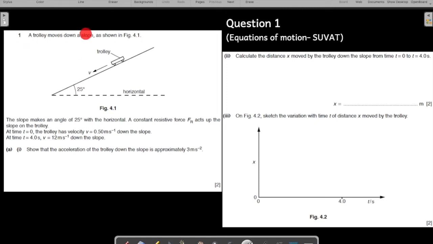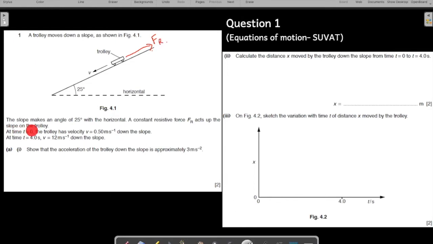A trolley moves down the slope as is shown in the picture. So you have a slope, a trolley is moving down. The slope that makes an angle of 25 degrees with the horizontal is given to you. A constant resistive force Fr acts up the slope on the trolley. So let us mark this force where this force is. They are saying there is a constant resistive force. They have not marked it, but for our working purpose, let us mark it so that we do not forget it at any point of time in our calculation.